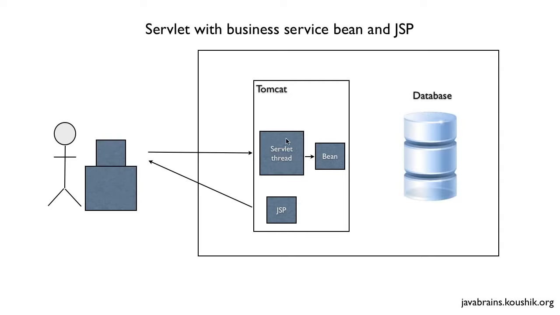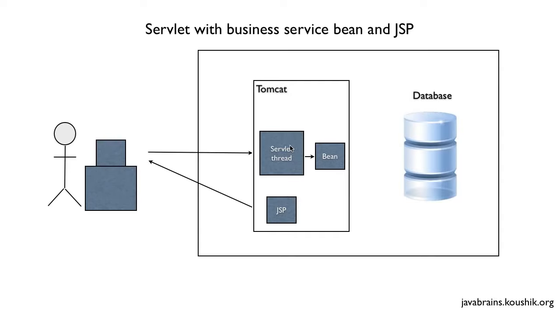Now, the servlet is controlling how the flow of execution should happen. Now, there could be multiple beans over here, there could be multiple JSPs over here, and the servlet orchestrates how the flow of control should happen. It looks at the input parameters, the request parameters, and it decides which methods of which beans need to be called, and then it also decides which JSP needs to be referred to in order to present the data.